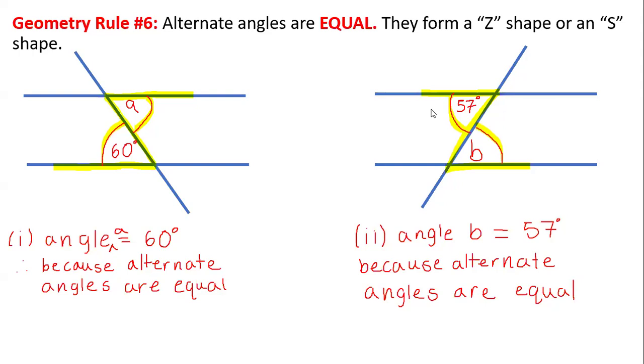So again, we know that angle B is equal to 57. Why? Not vertically opposite, because they're alternate angles, and alternate angles are equal. Very good.